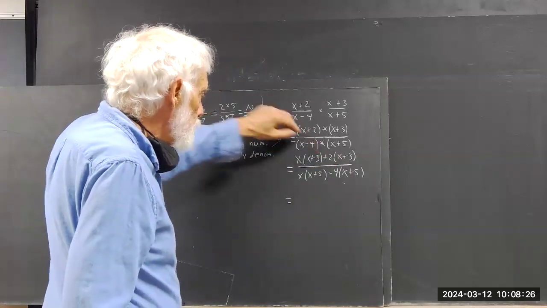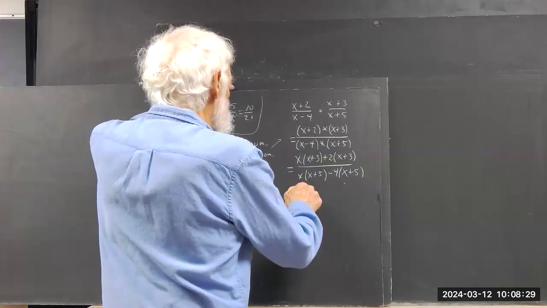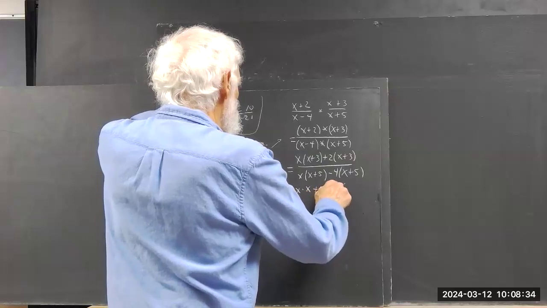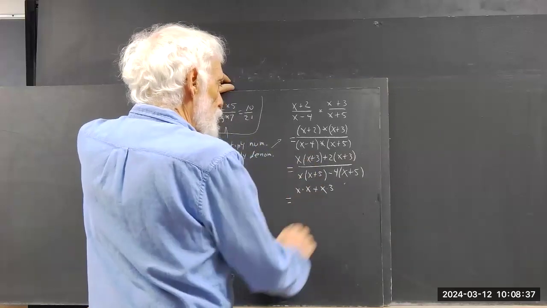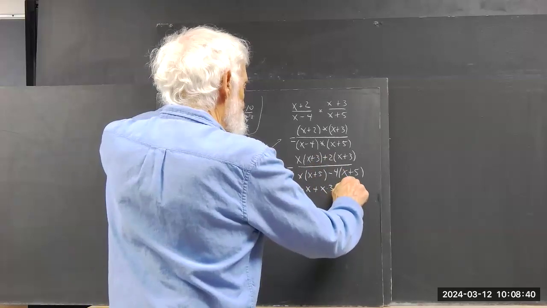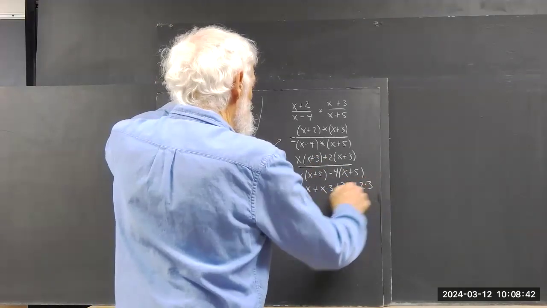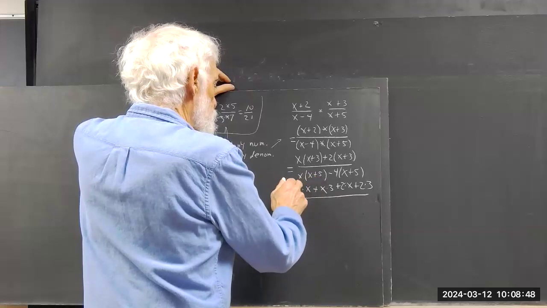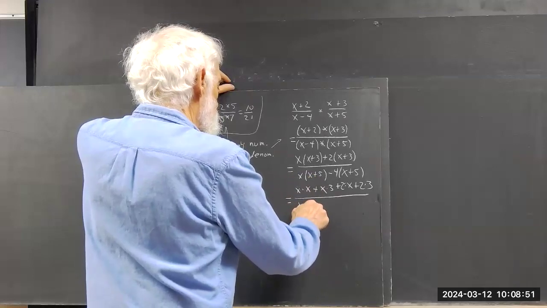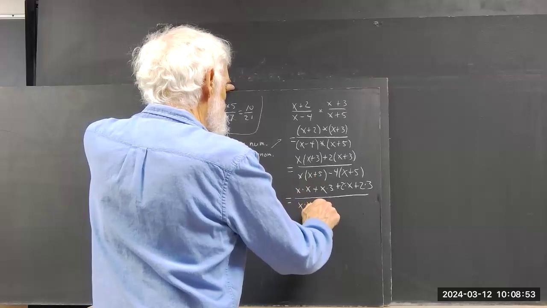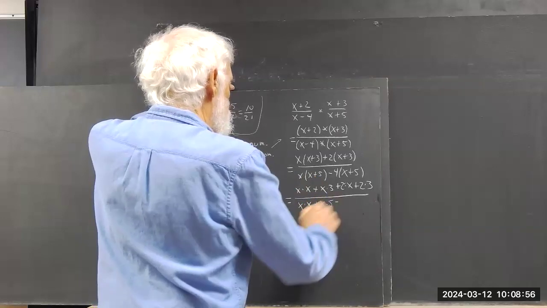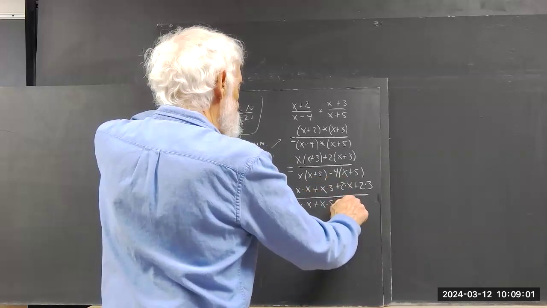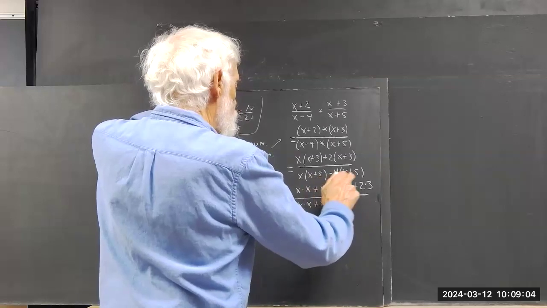Multiply x by x plus 3. Well, we get x times x, and we get x times 3, and then we get 2 times x, and 2 times 3. And then in the denominator, x times x plus 5 is x times x plus x times 5, minus 4 times x and minus 4 times 5.